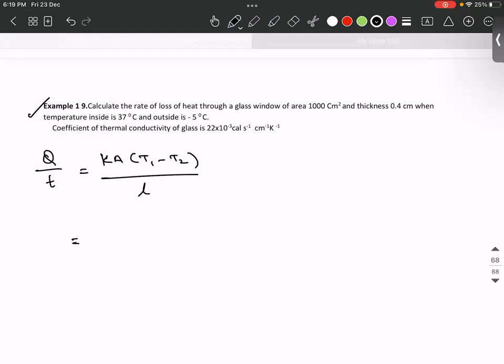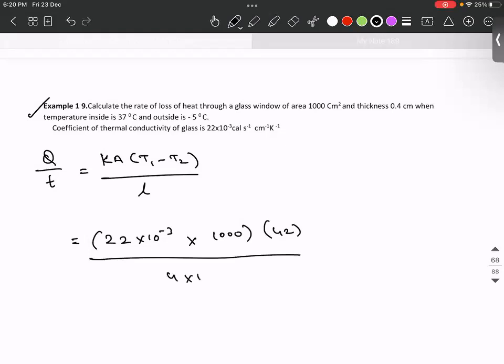So K is 2.2 into 10 power minus 3, and area is 1000 centimeter square. Everything should be in SI units. T1 minus T2 is going to be 37 plus 5, which is 42. The whole divided by the length, which is 0.4 into 10 power minus 1. This will cancel this 250 times. 22 into 250 into 42 into 10 power minus 2 is going to be the answer. This is going to be Q by T. Okay, calculation part.